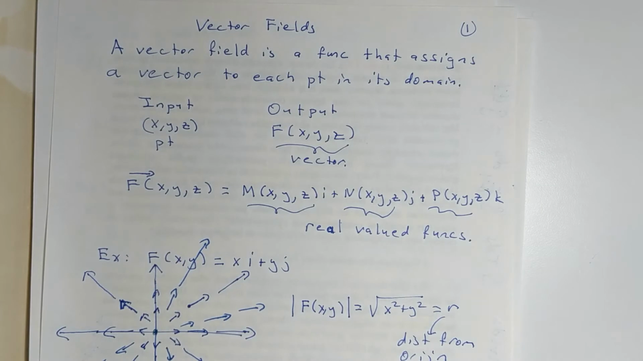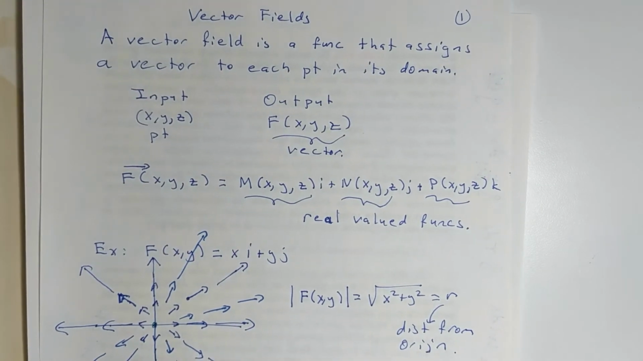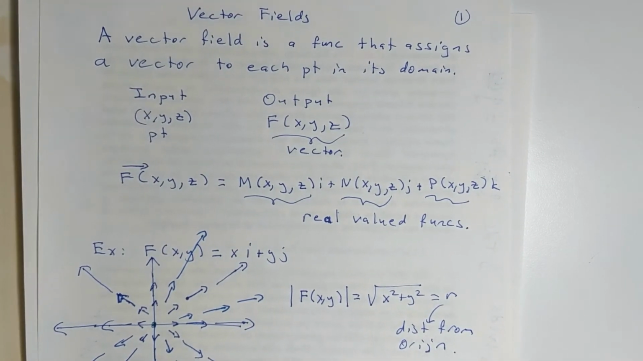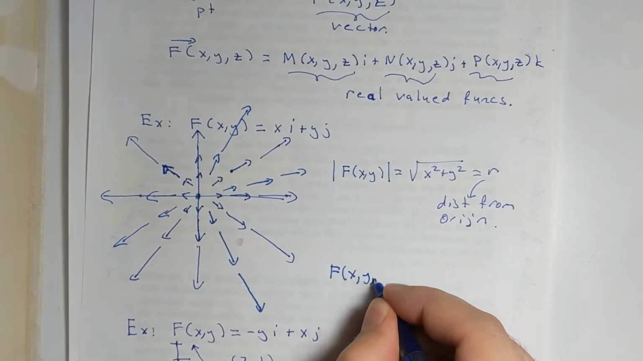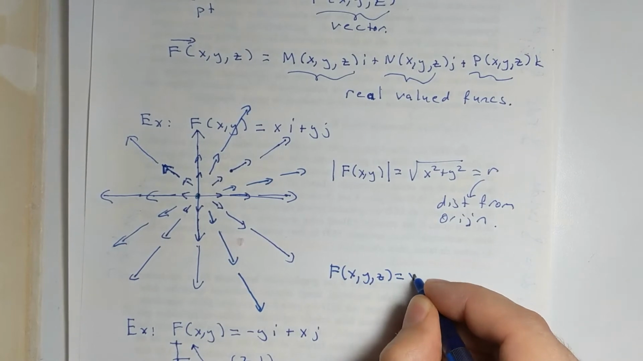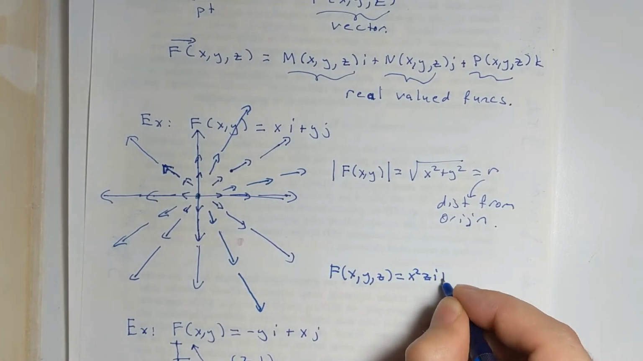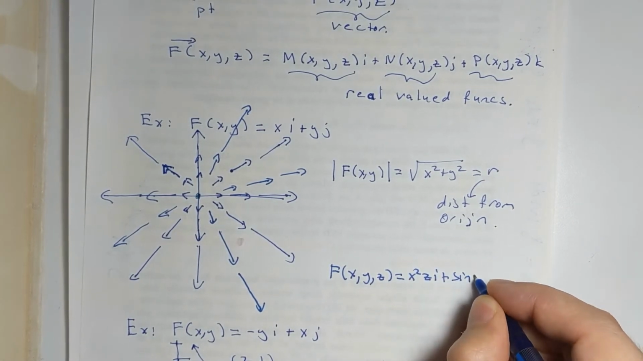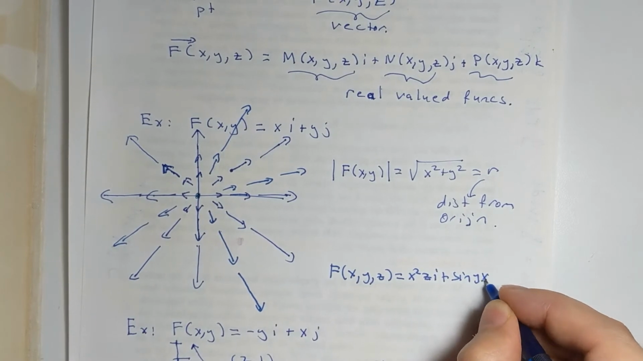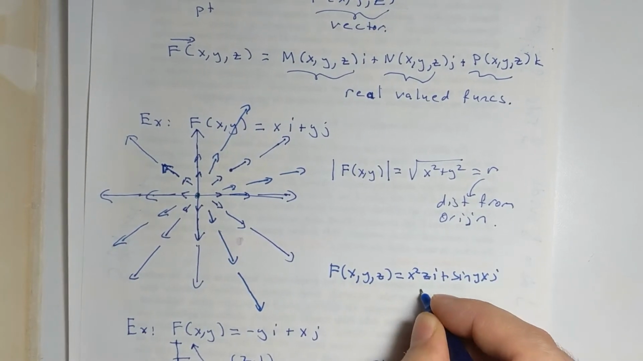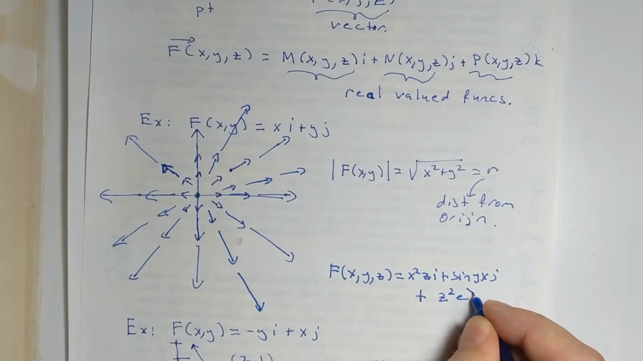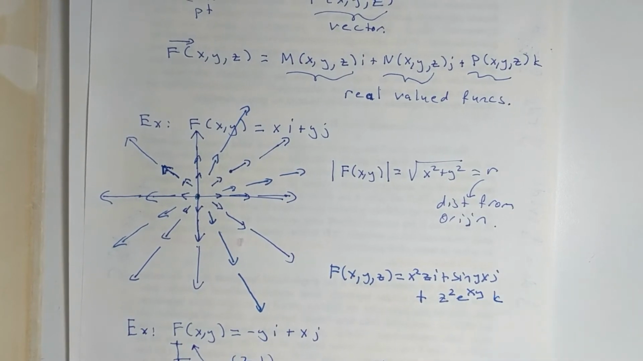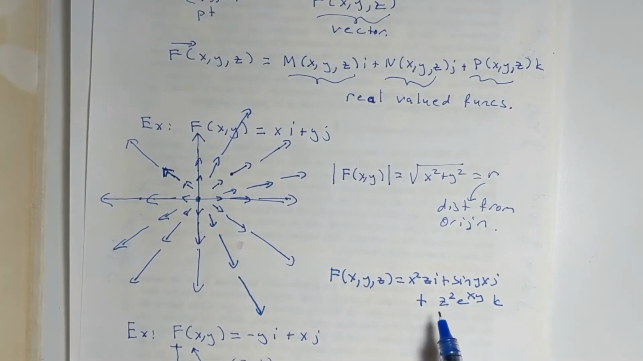That's it. For example, if we want to do something in general, maybe we're not going to be able to draw this, of course. Maybe we have something like this: F of x, y, z is equal to x squared z i plus sine yx j, and maybe plus, let's just make something up, a z squared e to the xy k. Okay, so this would be a vector field.